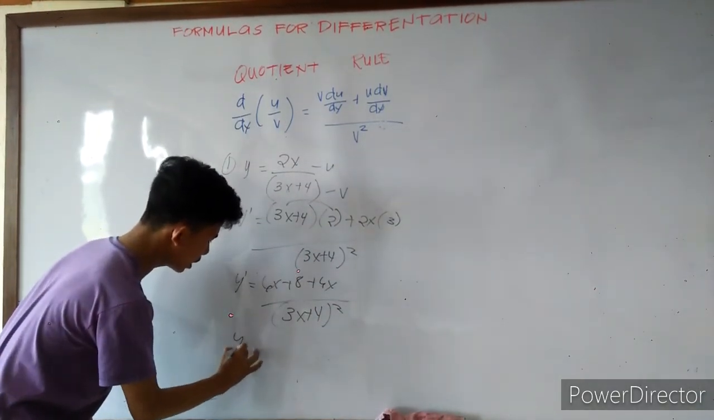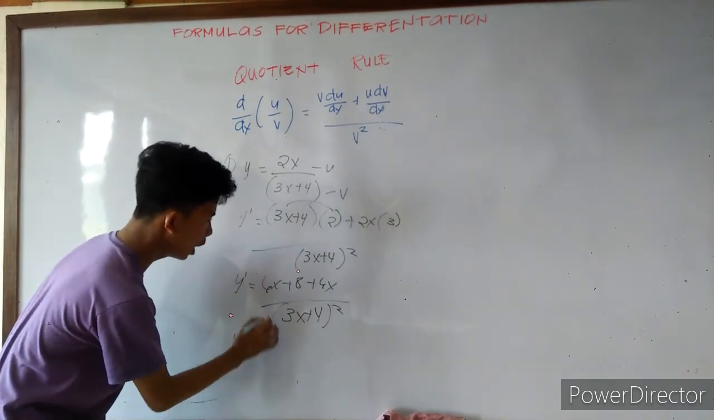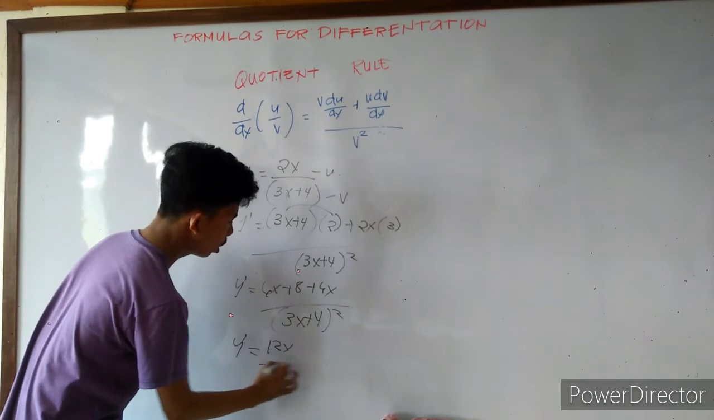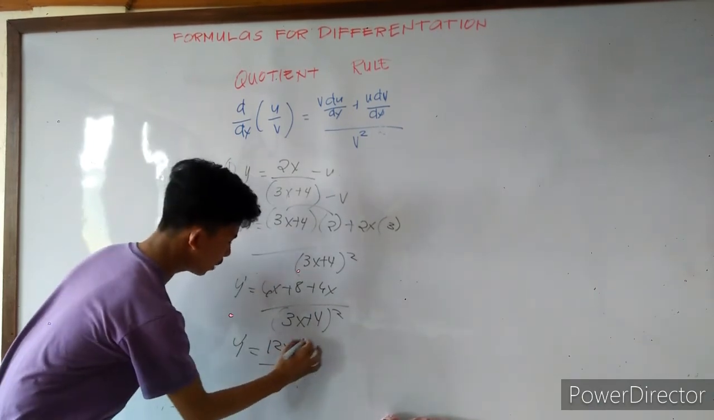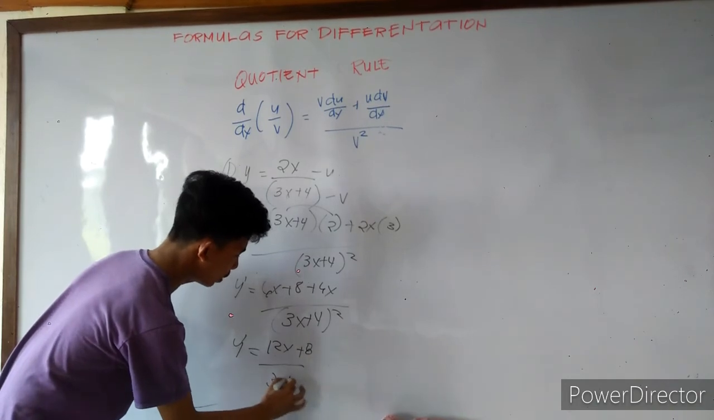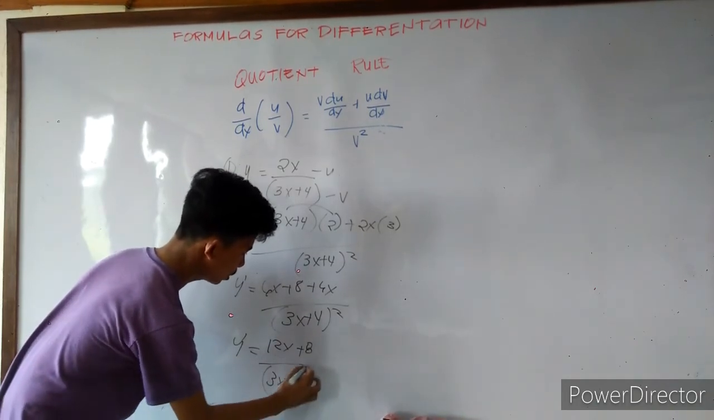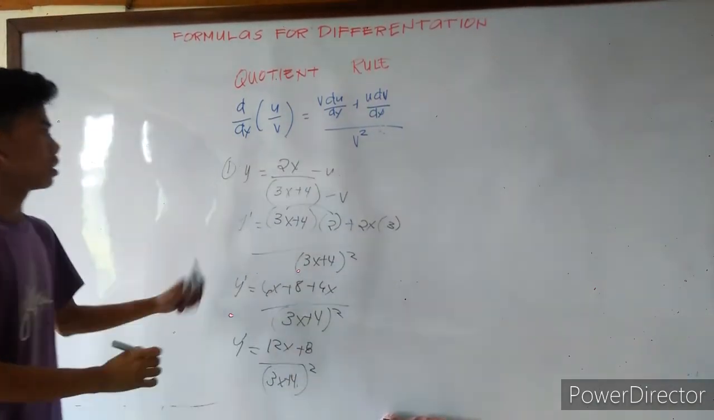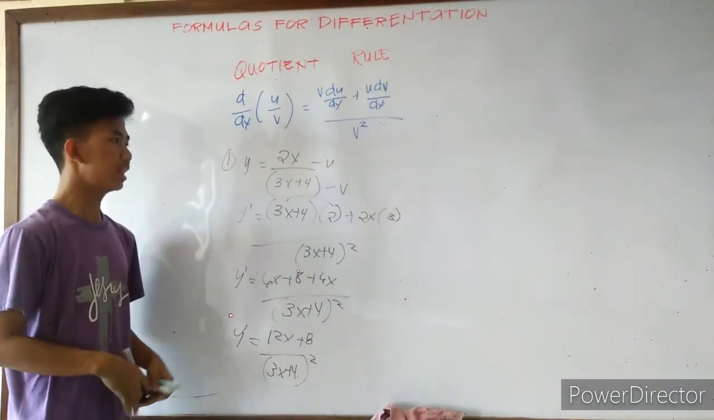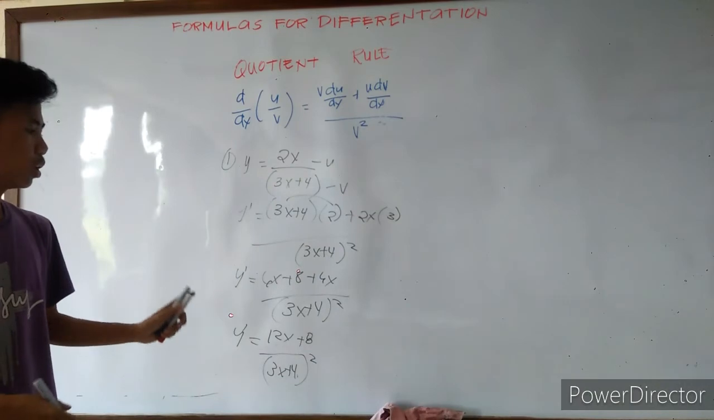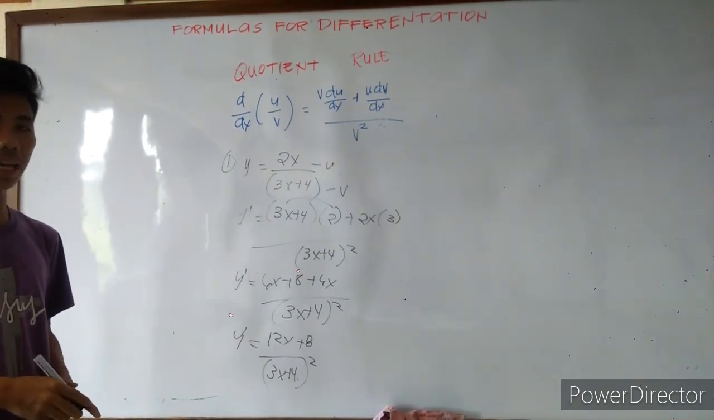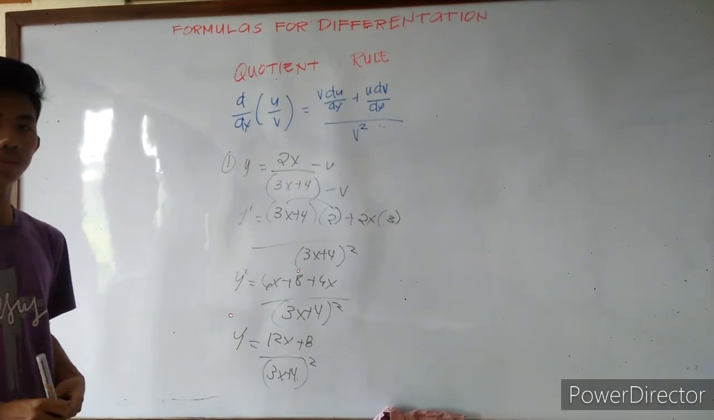Then your last answer in simplified form, 6x plus 6x is equal to 12x, over 12x plus 8 over 3x plus 4. So the derivative of the given function 2x over 3x plus 4 is equal to 12x plus 8 over 3x plus 4 raised to 2.